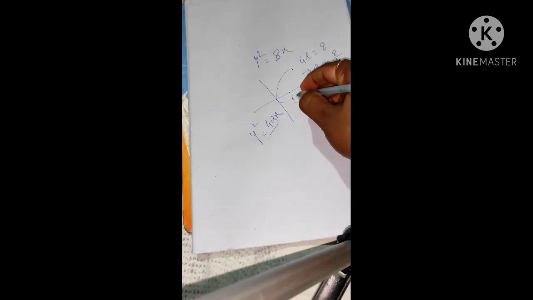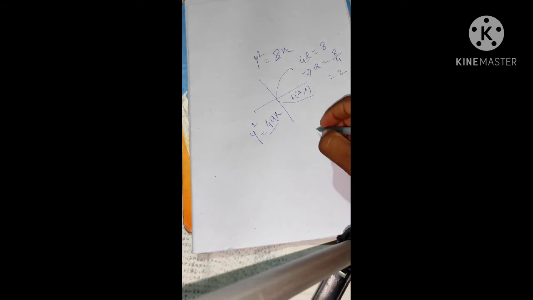We know the coordinate of the focus in the positive direction is a comma 0. So the coordinate of the focus will be a comma 0. We got a is 2, so it will be 2 comma 0. So this is the way we can find the focus. Then suppose it is asked to find the latus rectum. The latus rectum is 4a. So 4 into a value, we got 2, that is 8. This is the value of the latus rectum.